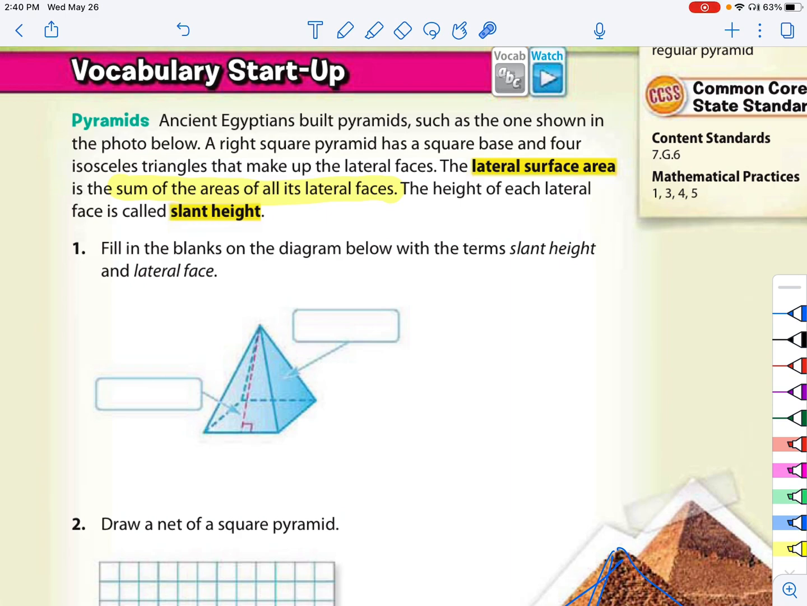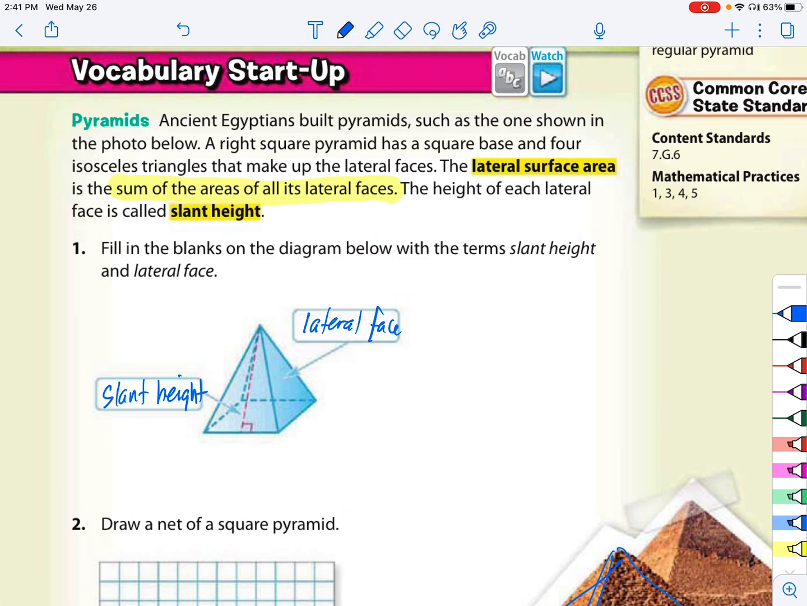Why is it called the slant height? Because if you take a look at this pyramid right here, this is our slant height, and it is actually slanting. That's why it's called the slant height. So let's fill in the blanks in the diagram below with the terms slant height and lateral face. We already discussed that this is a lateral face right here, so we'll write down lateral face. And this is also a lateral face right here. This is the height of our lateral face, so this is called our slant height.